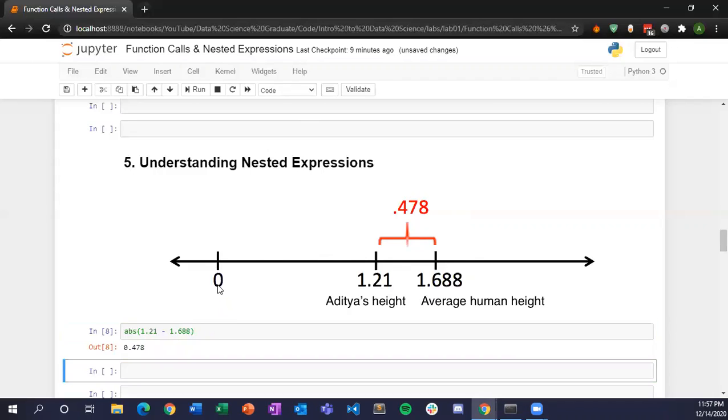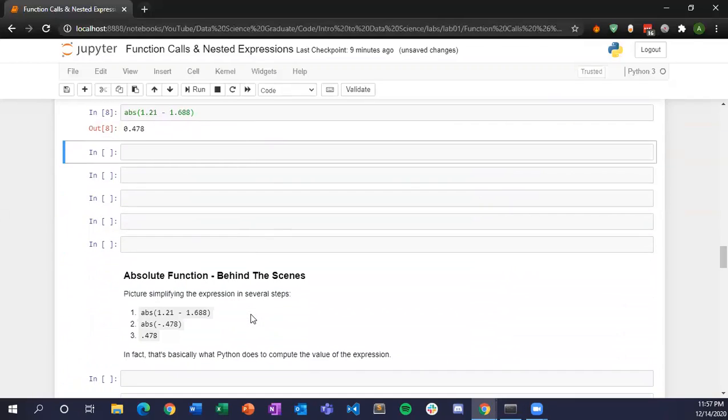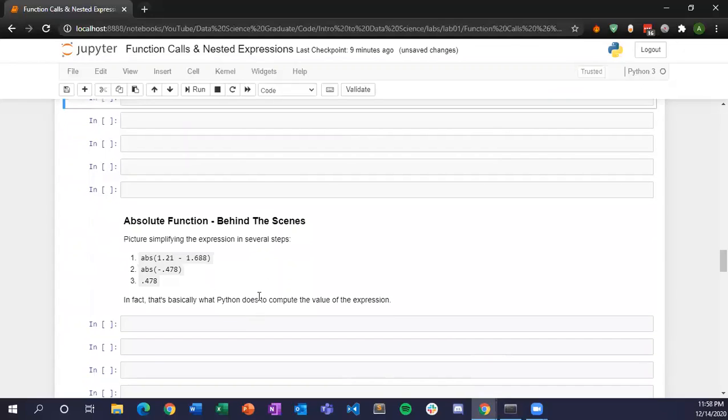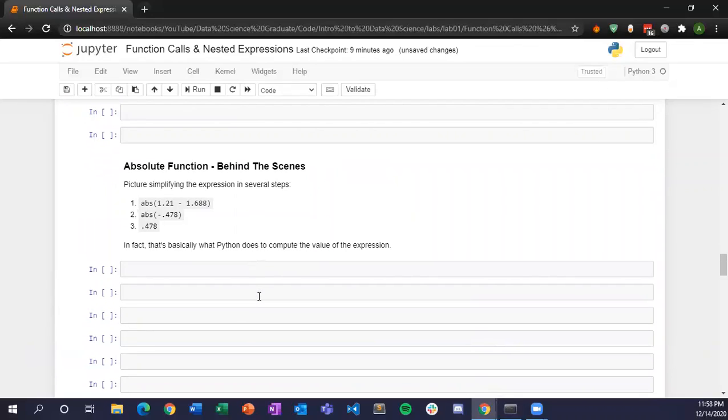For reference, 0.478 meters is about 1.5 feet. So what's going on in that code cell? Well, the absolute function takes just one argument. So the expression inside the parentheses is all part of that single argument. Specifically, the argument is the value of the expression 1.21 minus 1.688. The value of that expression is negative 0.478.